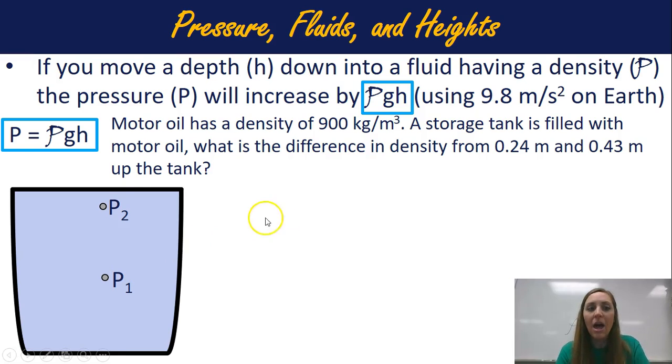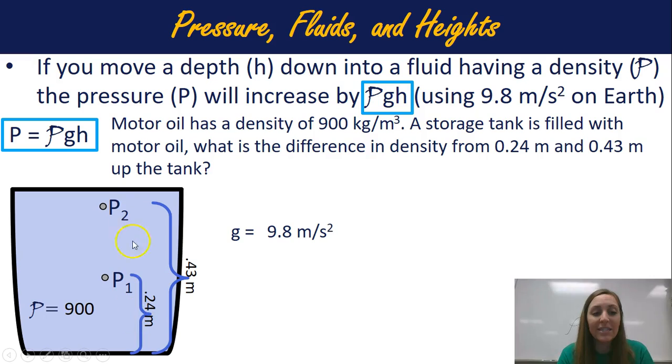So let's label a few things. I know that my difference in pressure has to do with the density times gravity times height. So let's label on our picture. My density is 900 kilograms per meter cubed. So that's here. Whenever you're looking for density, you're looking for mass per volume, so look for kilograms per meter cubed. My gravity is always going to be equal to 9.8 meters per second squared on Earth. And my height has to do with the difference in height between these 2 points. So here's my height. If my first point is 0.24 meters and my second point is 0.43 meters, my difference gives me my height.